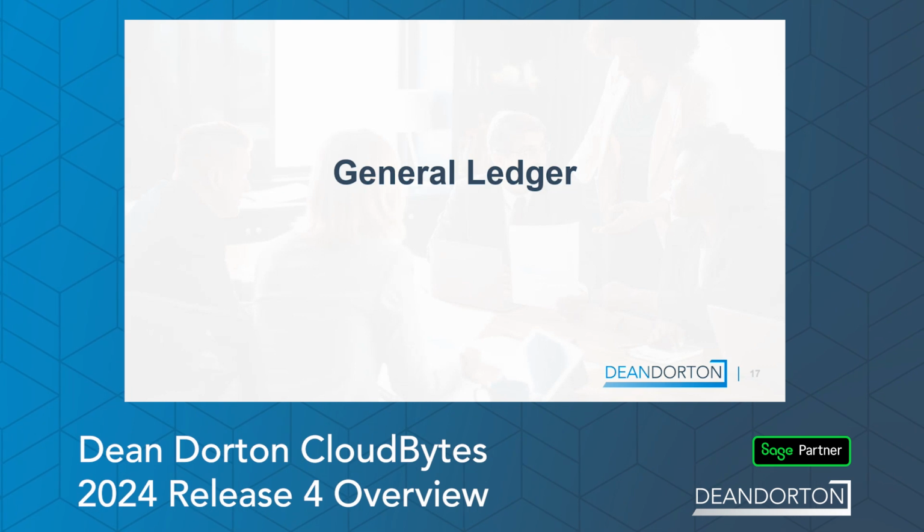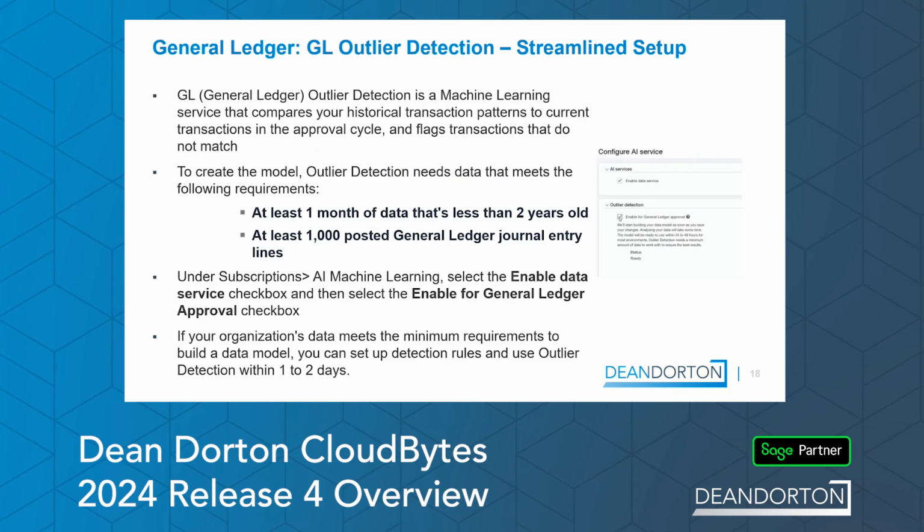Okay. Now, enough about taxes. Let's talk about some more accounting functionality. Let's look at the general ledger. So the GL outlier detection has gotten a little bit of a facelift. First of all, let's talk about what it is.